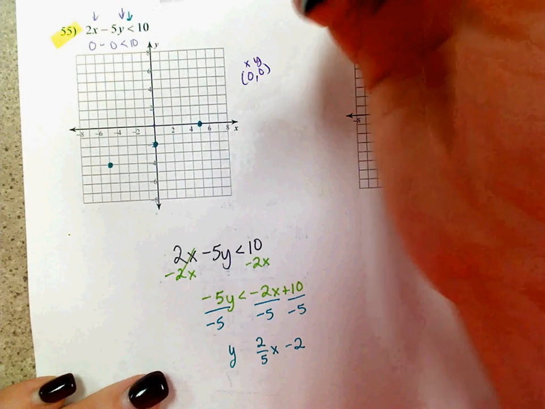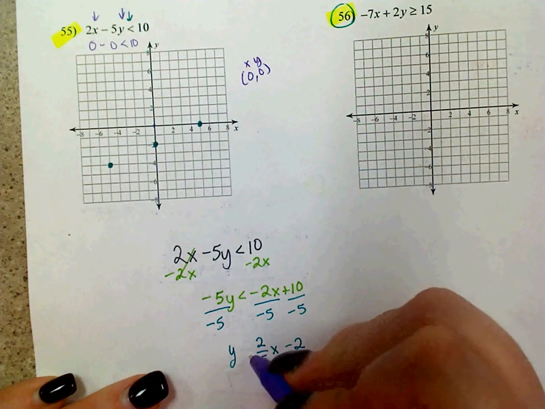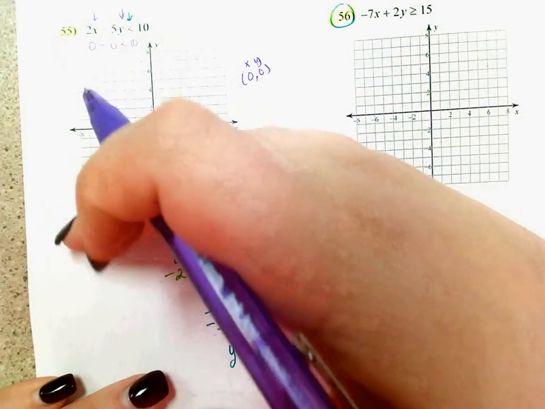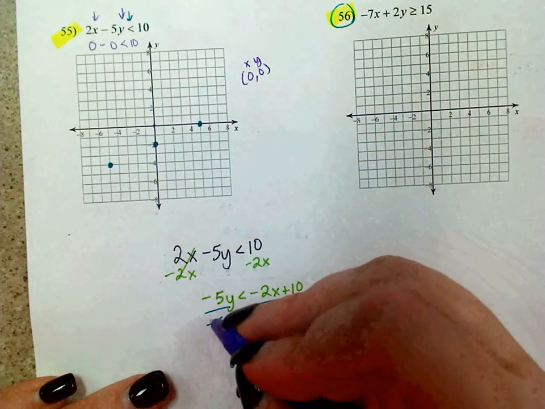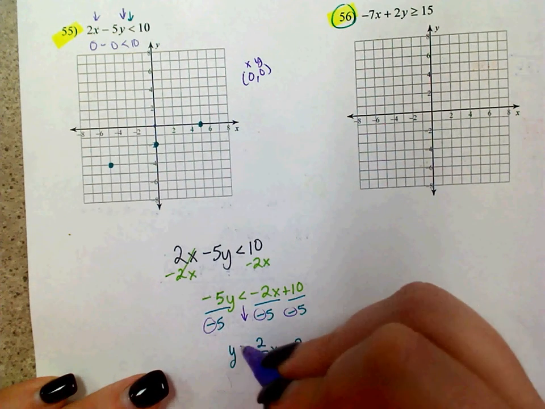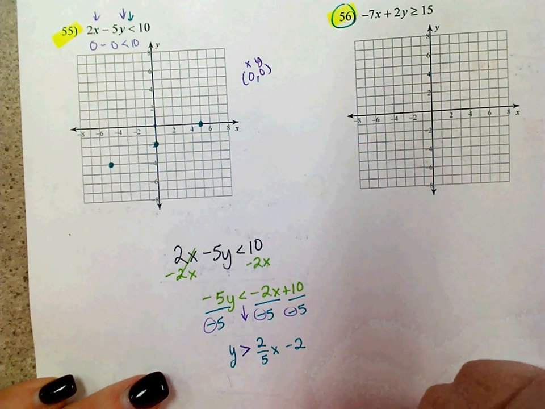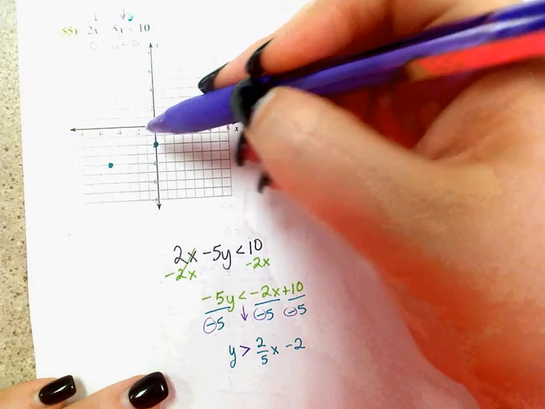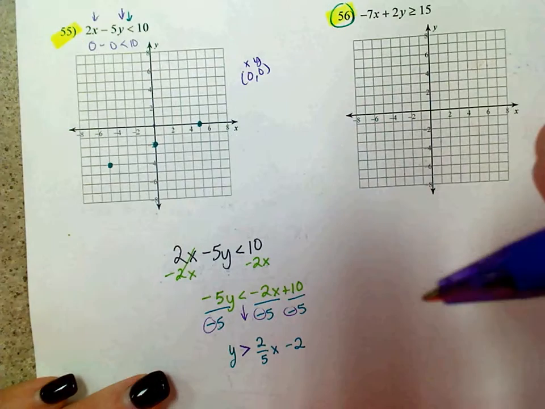Now, if I were to put a less than symbol here, that makes me think that I'm going to shade below the line. But because I divided by a negative, I have to flip the inequality. So you can see that it actually does make sense that 0, 0, which is above the line, fits in my solution set.